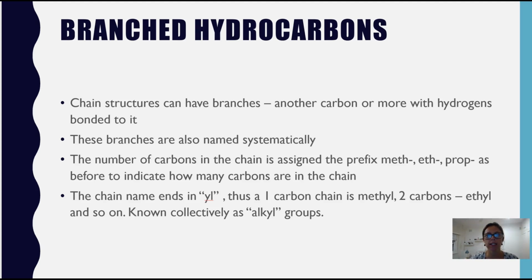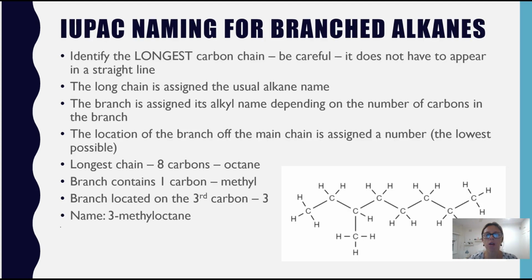So let's have a look and see how we go about naming these different kinds of branching hydrocarbons. So the first thing we need to do, as I said before, is find and name our longest chain. Now we need to be careful with that because sometimes it doesn't always appear in a straight chain and it's not always as obvious. So we then give it its alkane name. Once we've done that, we then look at the branching group that comes off. And we always need to name it with its smallest number.